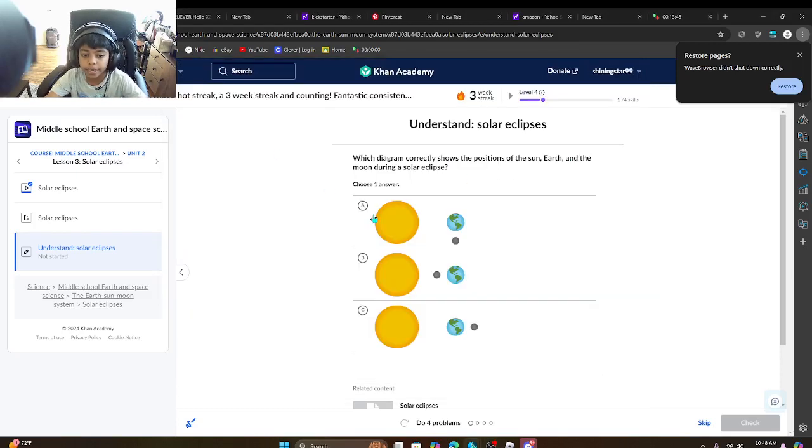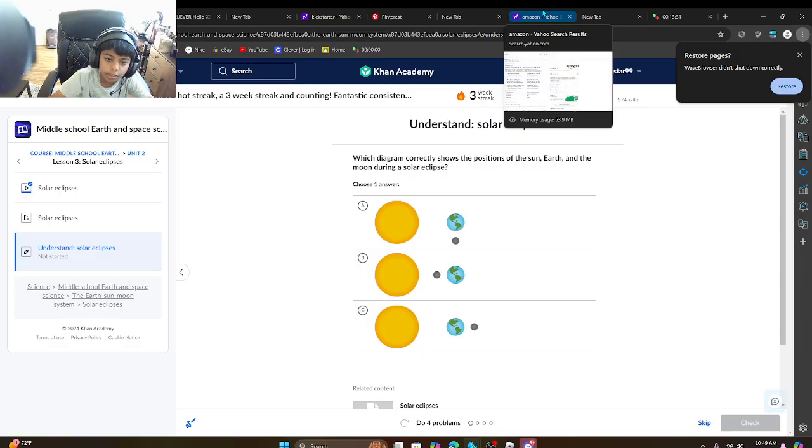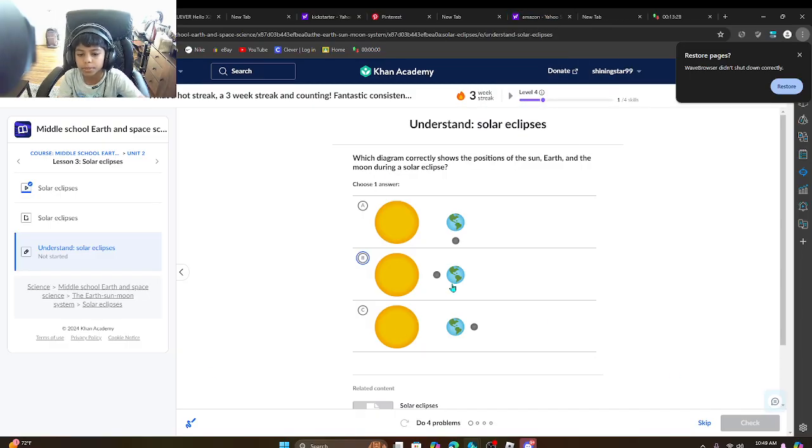Guys, today I'm doing Khan Academy, Understand Solar Eclipse. So let's do it. Which diagram correctly shows the position of the Sun, Earth, and the Moon during a solar eclipse? B. Because the solar eclipse only happens on a new moon, when the Moon is in between the Earth and the Sun.